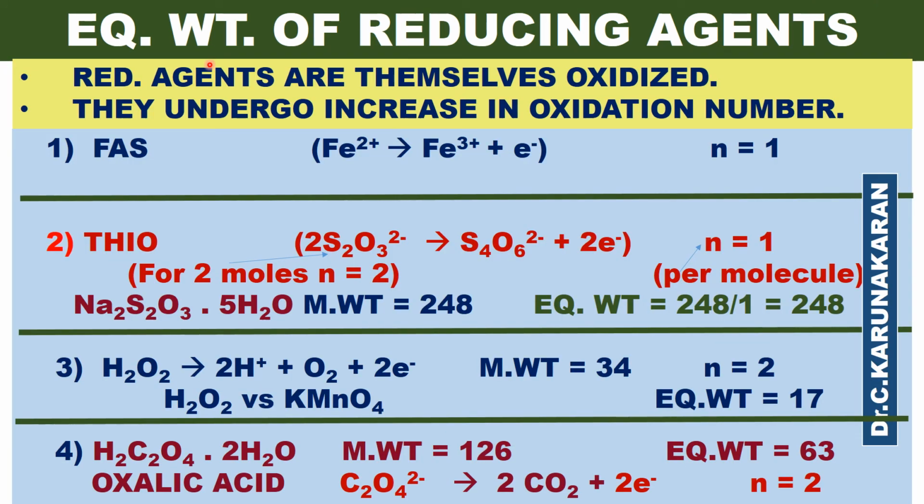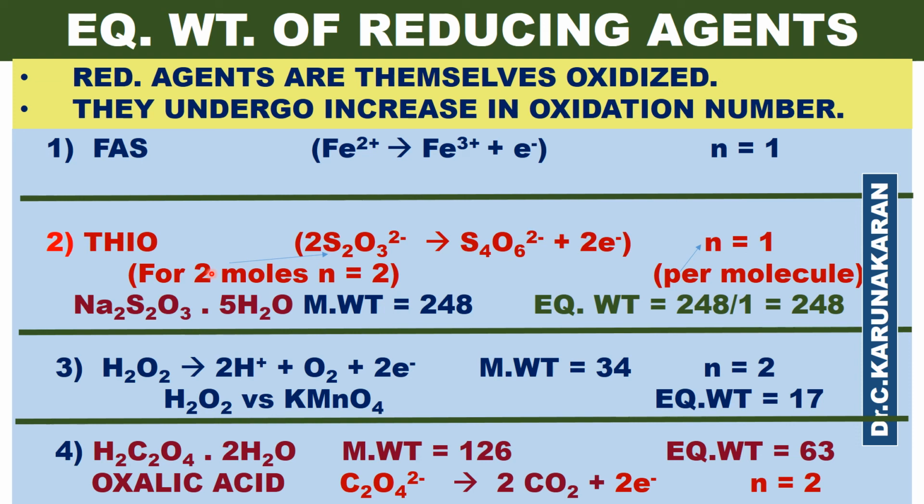How to calculate the equivalent weight of reducing agents? Reducing agents are themselves oxidized. You see, ferrous ammonium sulfate and thiosulfate all lose electrons. If they accept electrons, they are oxidizing agents. Reducing agents are themselves oxidized. Thiosulfate, hydrogen peroxide versus KMnO4, oxalic acid. In ferrous ammonium sulfate, ferrous ion is oxidized to ferric, therefore the change in oxidation number is 1, or electron lost is 1.